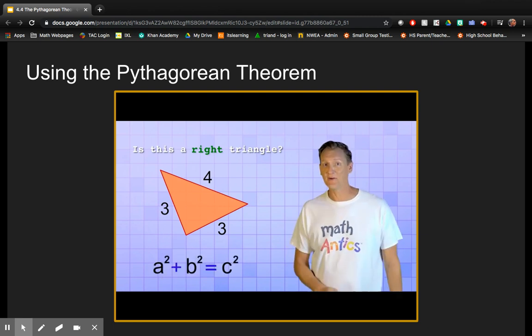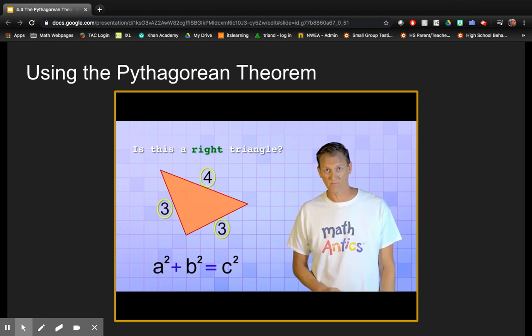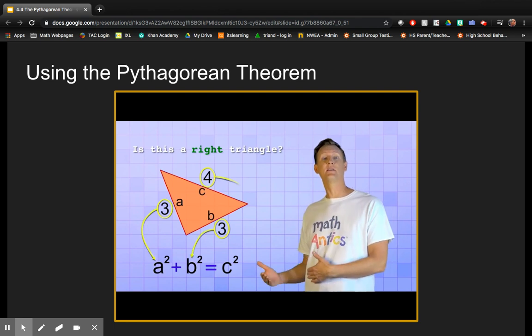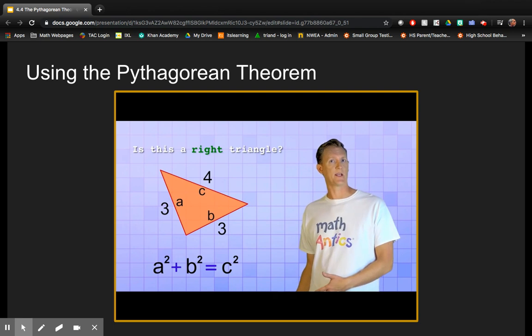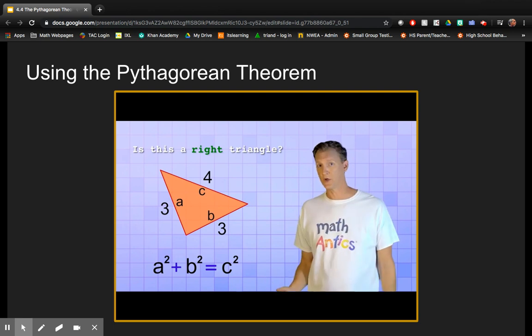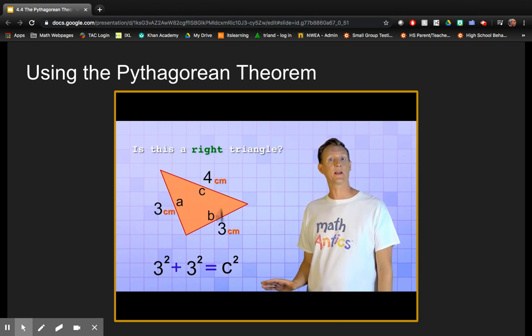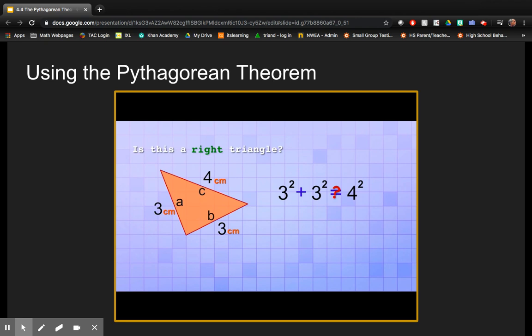No worries. The Pythagorean theorem can tell us for sure if we know the lengths of all 3 sides of the triangle. If we know those lengths, A, B, and C, then we can just plug them into the Pythagorean theorem equation to see if it holds true. In this particular case, since the 2 shorter sides are each 3 centimeters and the longest side is 4 centimeters, we can plug those values in for A, B, and C and simplify to see what we get. 3 squared is 9, so on this side of the equation, we get 9 plus 9, which is 18.